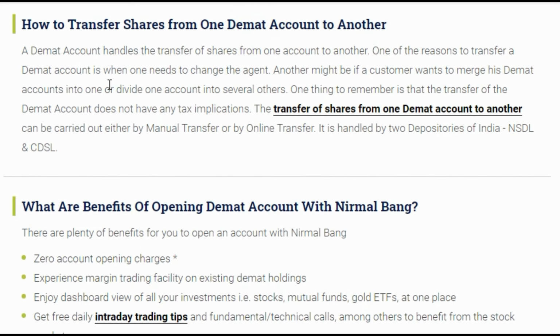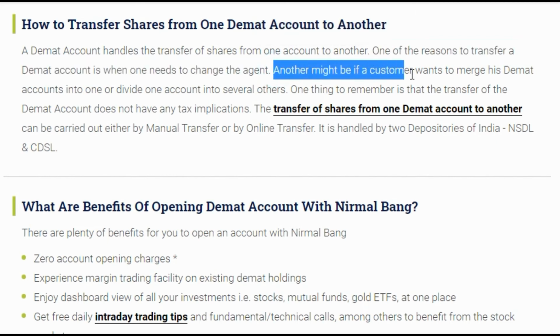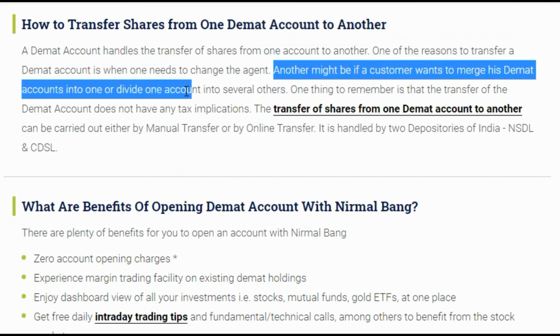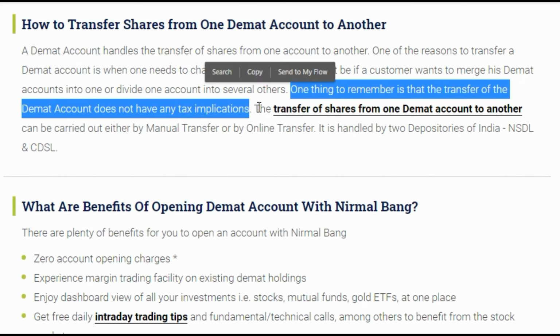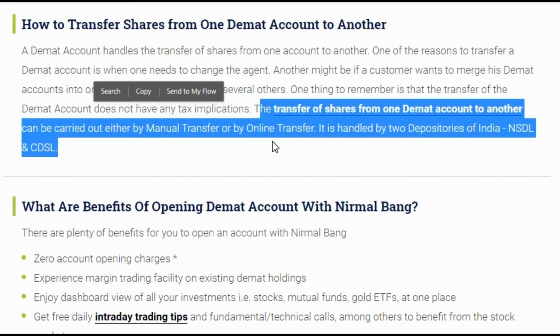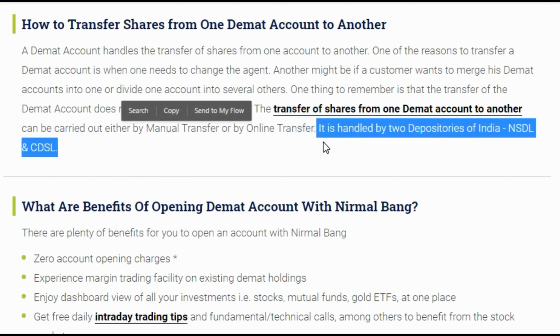So how to transfer shares from one Demat account to another? Now this is very important. A Demat account handles the transfer of shares from one account to another. One of the reasons to transfer a Demat account is one needs to change the agent. Another might be if the customer wants to merge his Demat account into one or divide the account into several others. One thing to remember is that the transfer of Demat account does not have any tax implications. The transfer of shares from one Demat account to another can be carried out by manual transfer or online transfer. It is handled by two depositories in India, NSDL and CDSL.